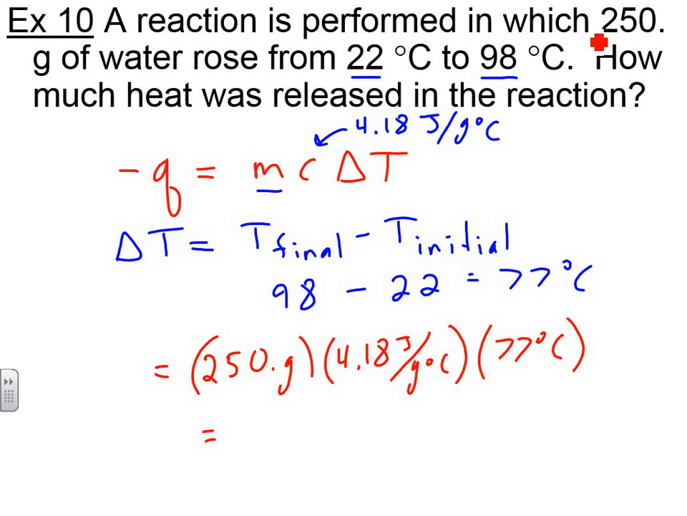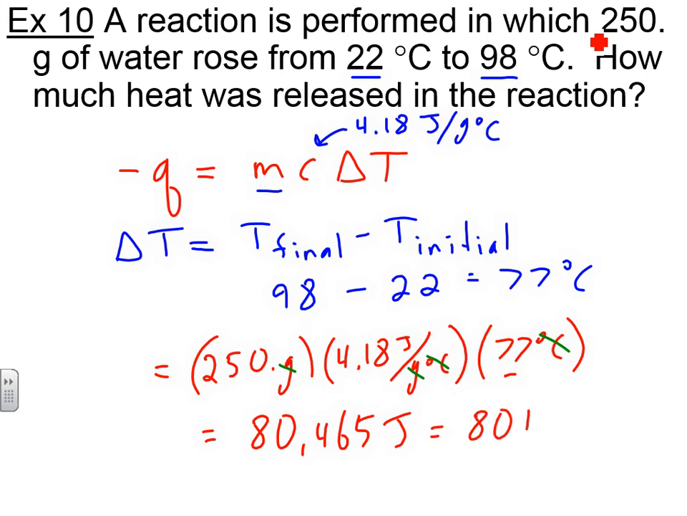We get 80,465. So this is 80,465 joules. Since everything else cancels out, remember that the grams cancel out, so does Celsius. We're left with joules, which gives us kilojoules. We convert this to kilojoules, and if we have 3 sig figs, actually we're down to 2 sig figs since we have 77 degrees Celsius, so 80 kilojoules. So this is actually 80 kilojoules.